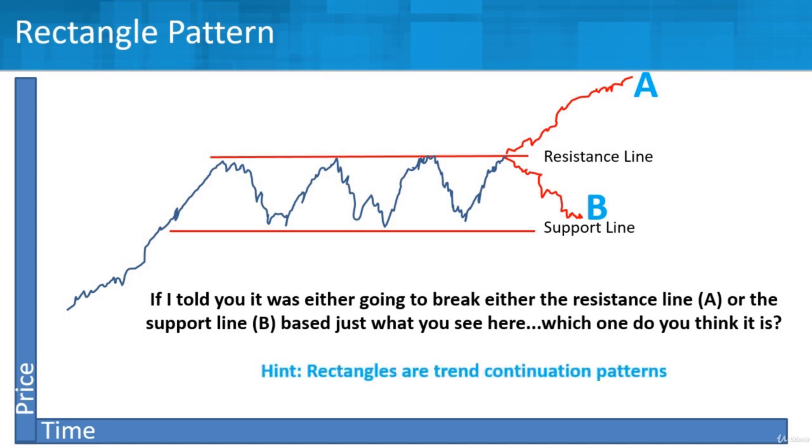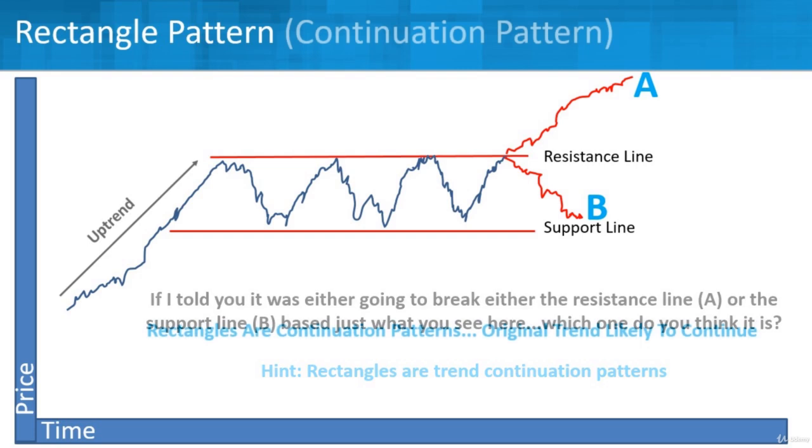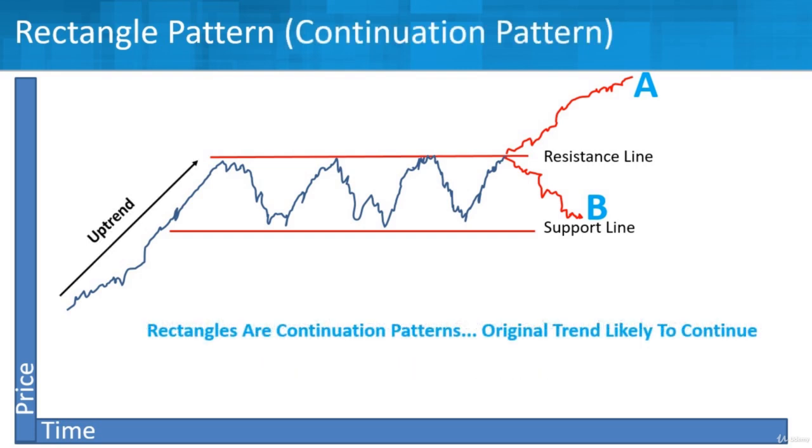Now, a little hint here: rectangles are trend continuation patterns. What was the trend coming into the rectangle? So if you thought, okay, I'm in an upward trend, so I'm going to say A, well, you would be correct, because the uptrend was already established before. The uptrend then went into this rectangular up and down pattern. And if it was going to break through, we'd be watching for it to more likely break through at letter A, through that resistance line, and continue our uptrend.